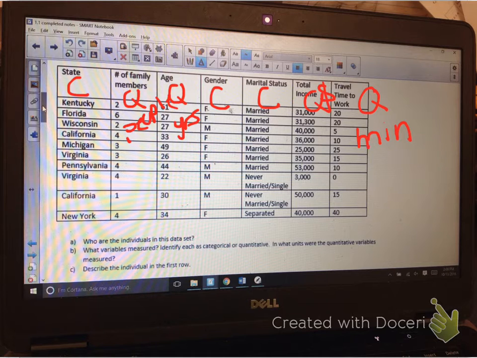Describe the individual in the first row. We're looking at a female from Kentucky with two people in her family. She is, and I wrote over it, 61 years old, married, makes $31,000. I'm assuming per year, and it takes her 20 minutes to get to work. Again, pause, re-listen if you need to, and write down the answers to these questions.